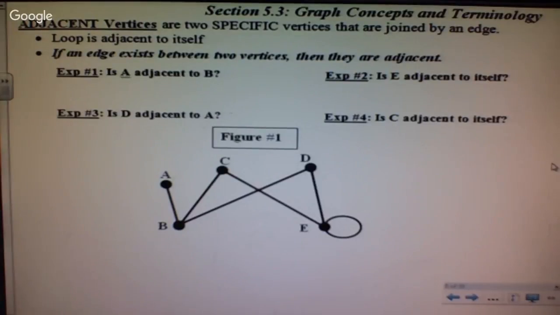So, is A adjacent to B? Yes. There is a line that connects A to B. So, this is a yes. I thought you said that because it was side by side, like A and B. No. Okay. Number 2 says, is E adjacent to itself? Yes. E has a loop, and a loop is adjacent to itself. So this is a yes.